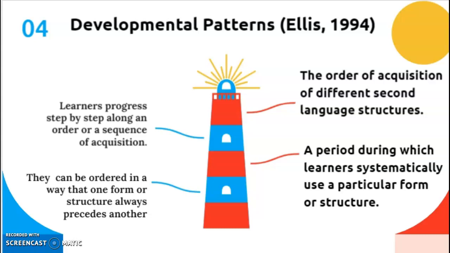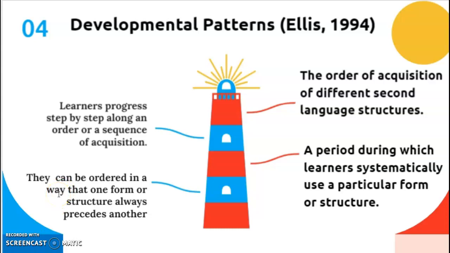As the second pattern, when describing transitional structures, a developmental stage is said to consist of a period during which learners systematically use a particular form or structure, even though it does not include the usage of other forms of structure.